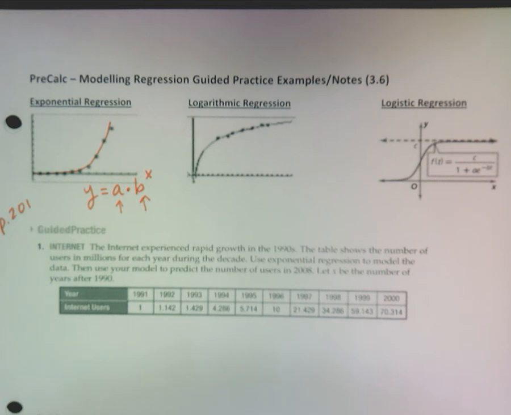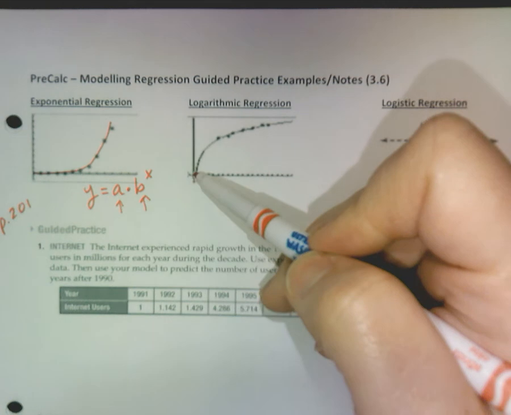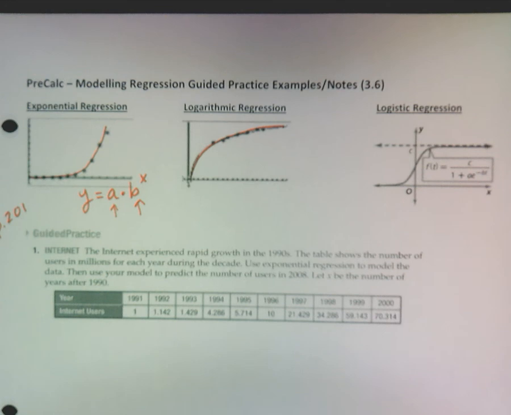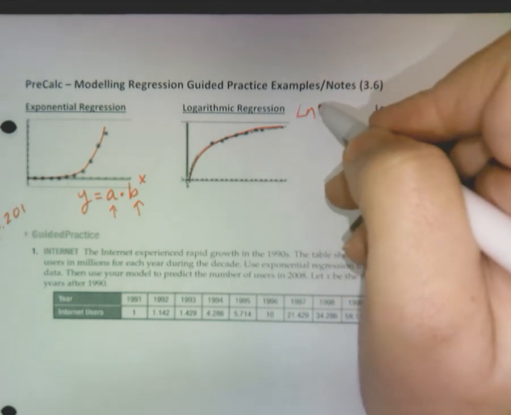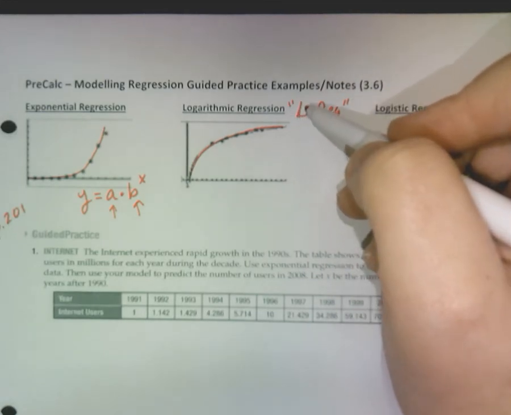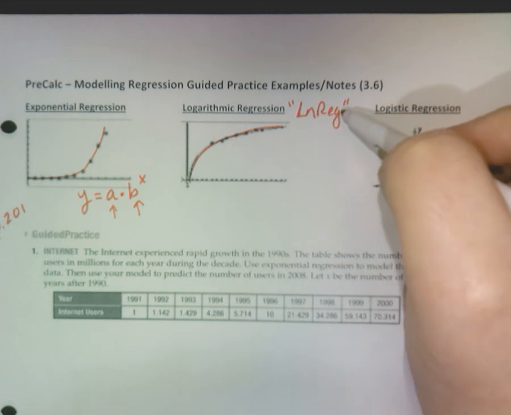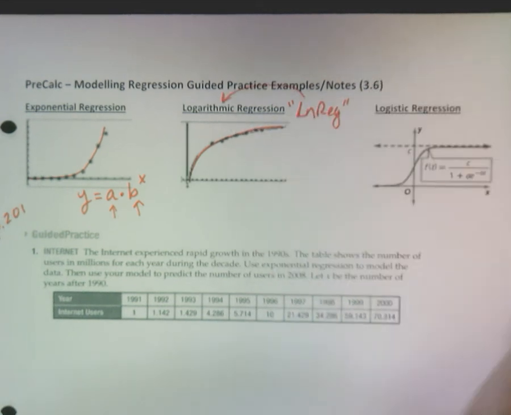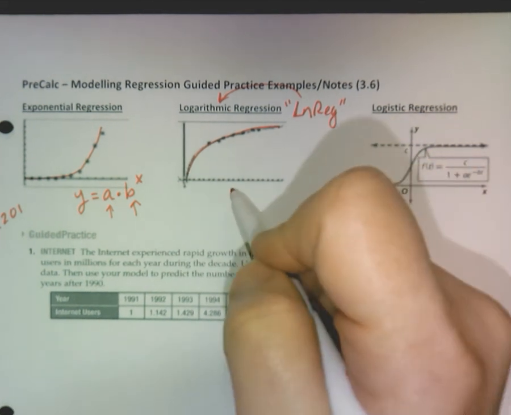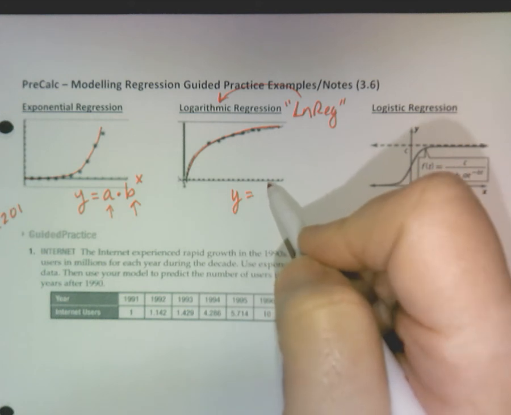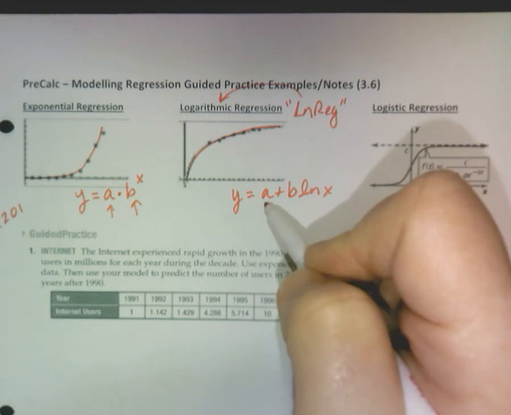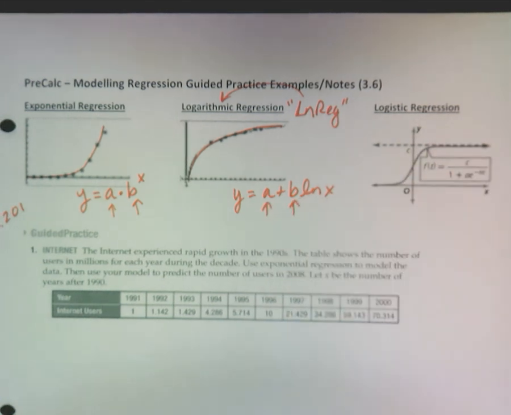If it asks for a logarithmic regression, logarithmic, remember, is the inverse of exponential, so it has this curve to it. Our book actually calls it the ln regression. Be careful there: the ln, not the lin, not the lin reg. The ln regression is the same as logarithmic. So for this one, the equation they give you is y equals a plus b ln x. And again, you would input the a and the b.